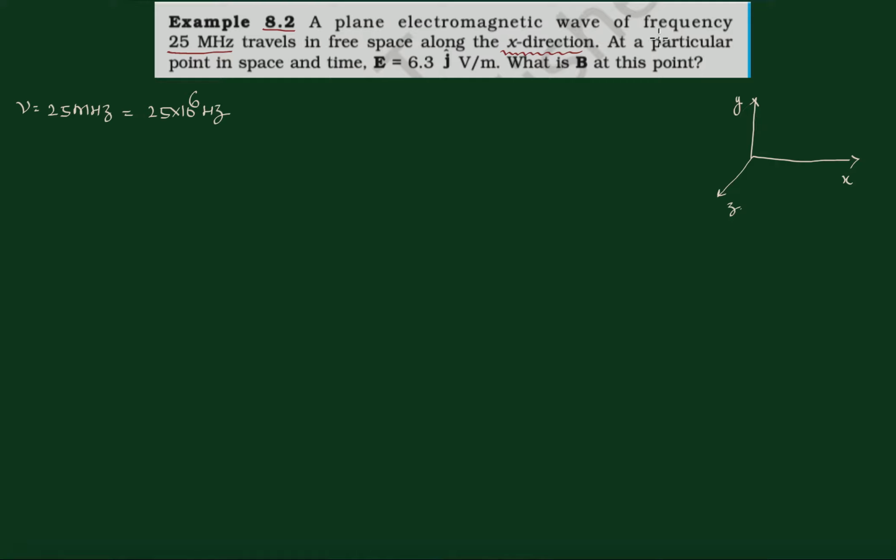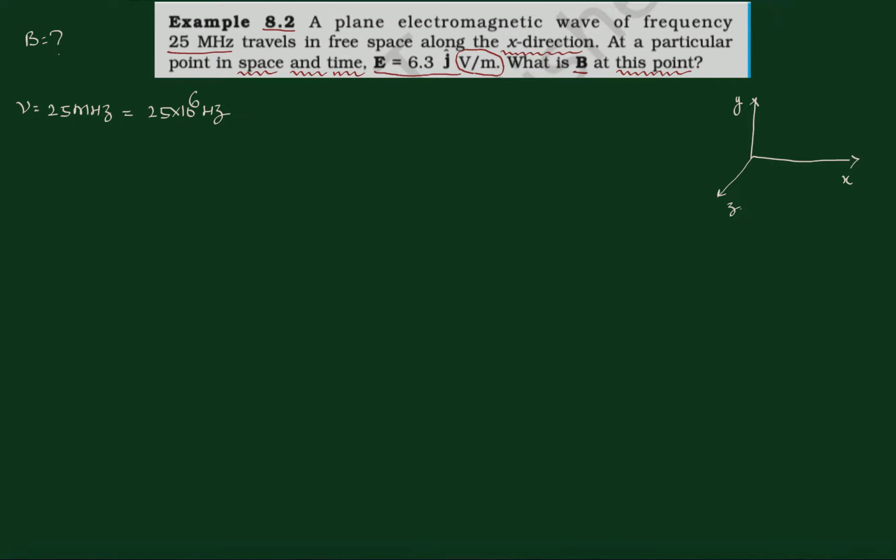So he says at a particular point in space and time, we know that electromagnetic waves vary with space and time. So electric field is 6.3 j volt per meter. These are the units of electric field and it is in SI units. So what is B? ये आपको निकालना है, तो यहाँ हम लिख लेते हैं कि magnetic field is asked to calculate. You are asked to calculate the magnetic field at this point. एक पर्टिकुलर पॉइंट की बात की है, उस पॉइंट के ऊपर आपको मैग्नेटिक फील्ड निकालना है. ओके, सो हम स्टार्ट करते हैं.